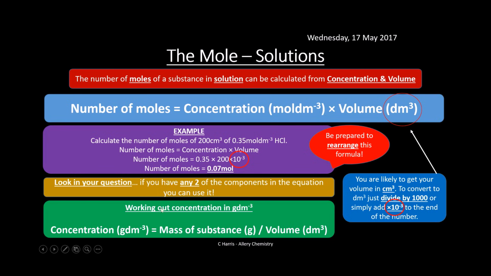Okay, we can also work out concentration in grams per decimeters cubed, which seems a bit strange. But look at the units that they give you. They'll tell you specifically if they want you to work out concentration in grams per decimeters cubed. All you have to do is take the mass of the substance that you have worked out and divide it by the volume. Again, look, grams per decimeters cubed. The units give you an idea of how you're going to work this out.